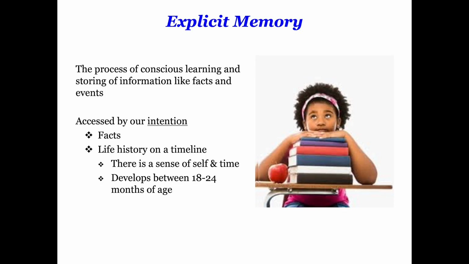Now, when we talk about trauma, it's important to distinguish between two kinds of memory. The first is explicit memory. And explicit memory is a process of conscious learning and storing of information like facts and events. So as you're studying for an exam, you're engaging your explicit memory. Now this develops around the age of 18 to 24 months old. Before that, our brain isn't quite developed enough to form explicit memories. But associated with that memory is a timeline where it occurs in our life.